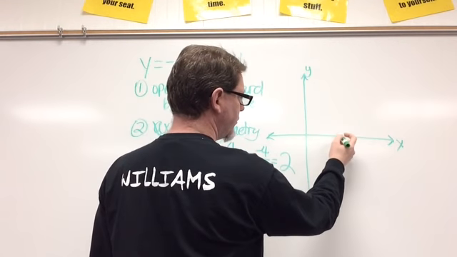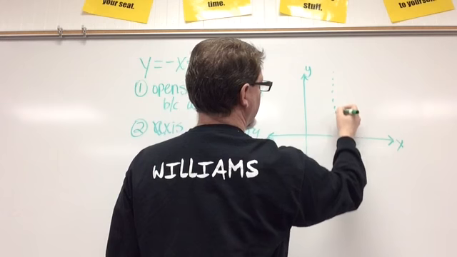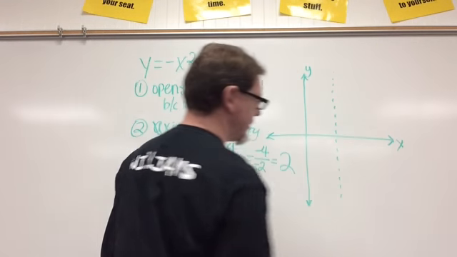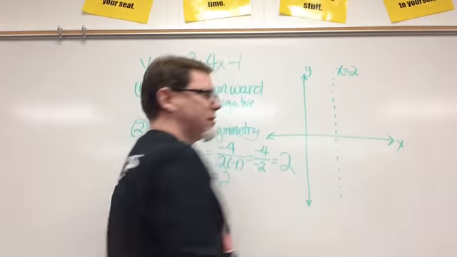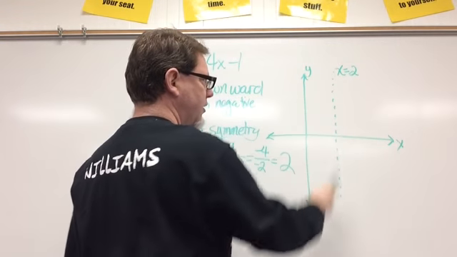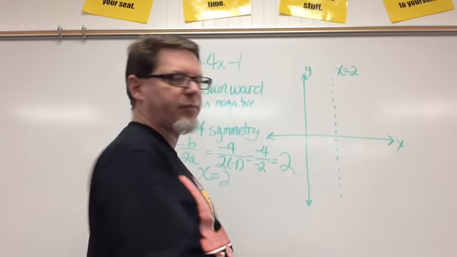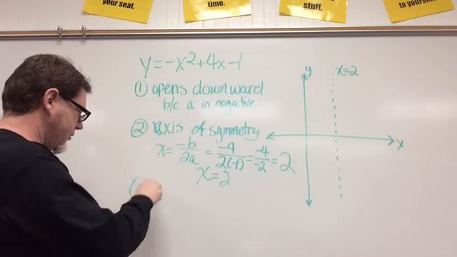I'm going to go over here to 2. I'm going to just assume that this is 2 right here, and I'm going to draw a dotted line down x equals 2. And that is my axis of symmetry. So I know that my vertex is going to be somewhere on that axis, and that's going to split my parabola in half. The third thing that we need to find now is my actual vertex.